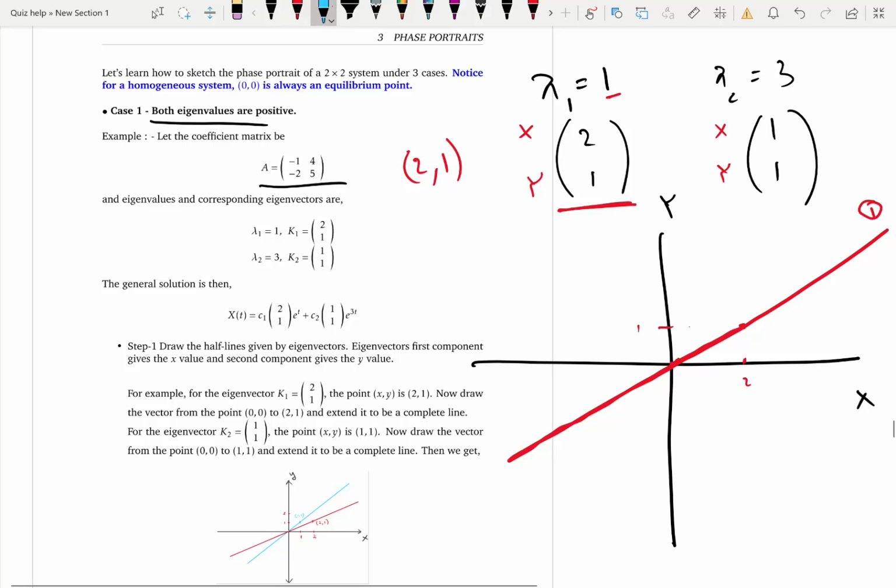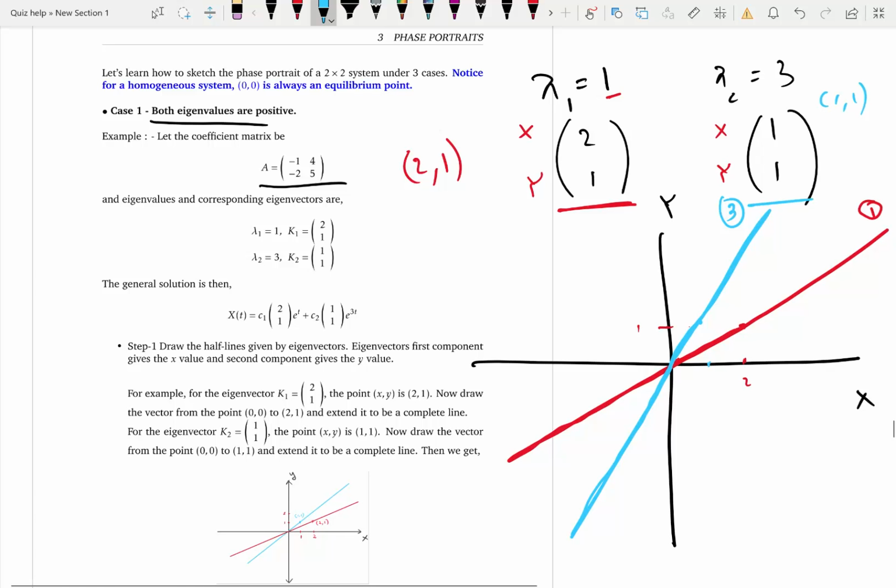Now guess what we do next? Draw the next half line. When x is equal to 1, y is equal to 1, so (1, 1) is the point. Draw that line. I shouldn't say vector because we still haven't decided on the direction, but we already know it sort of. Anyway, these are two half lines. Side note here: this is the eigenvalue 3. Good. That's the first step: draw the two half lines.